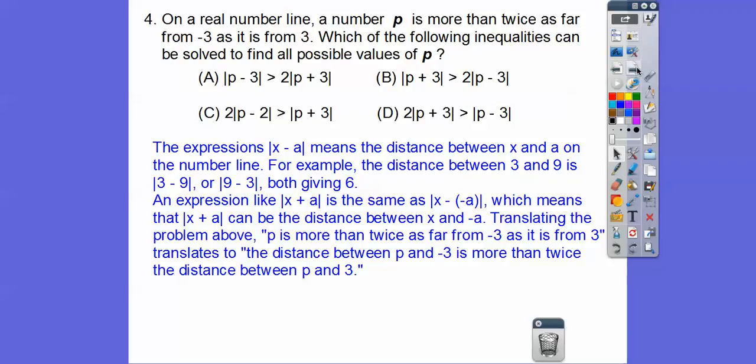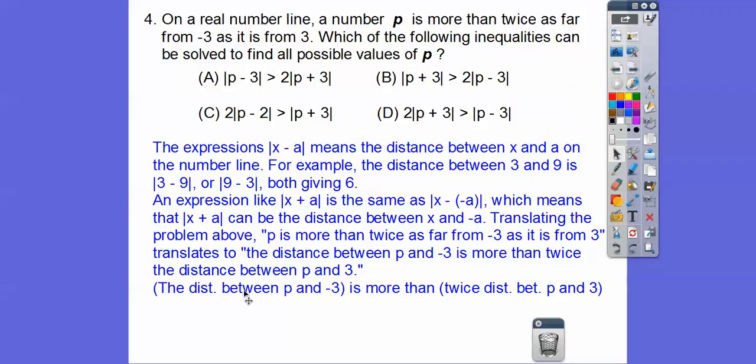So translating the problem above, it says p is more than twice as far from negative 3 as it is from 3. That means the distance between p and negative 3 is more than twice the distance between p and 3. Let's put that together. The distance between p and negative 3 is the absolute value of p minus negative 3, which is p plus 3, and that is greater than twice, so there's going to be a 2 with the absolute value of p minus 3. So it's sure looking like choice B.